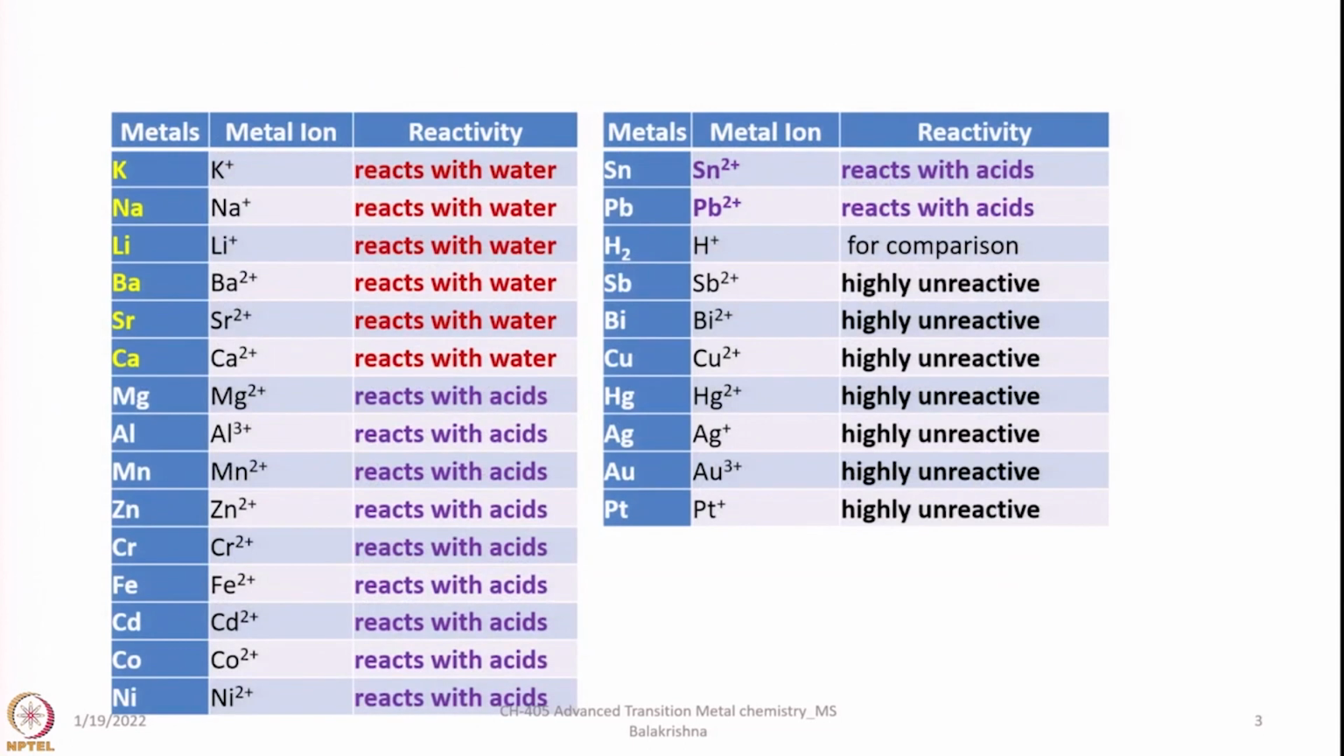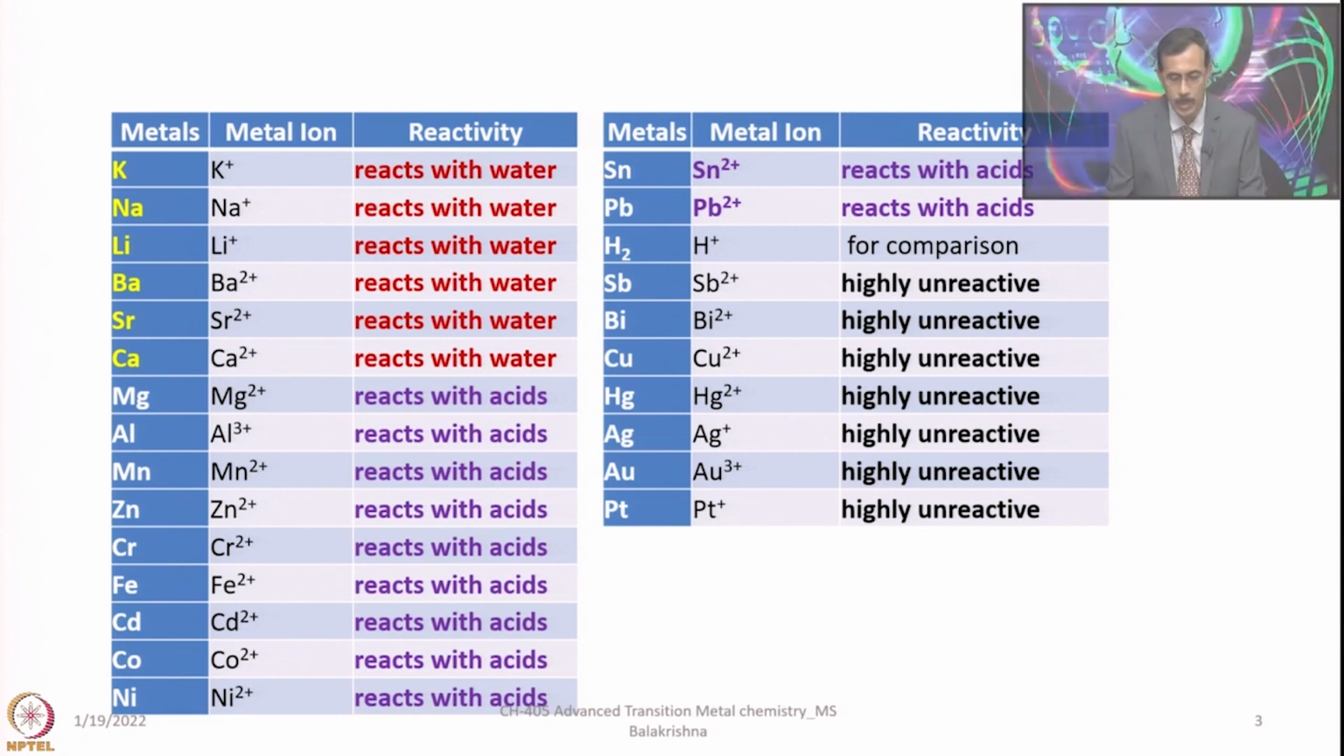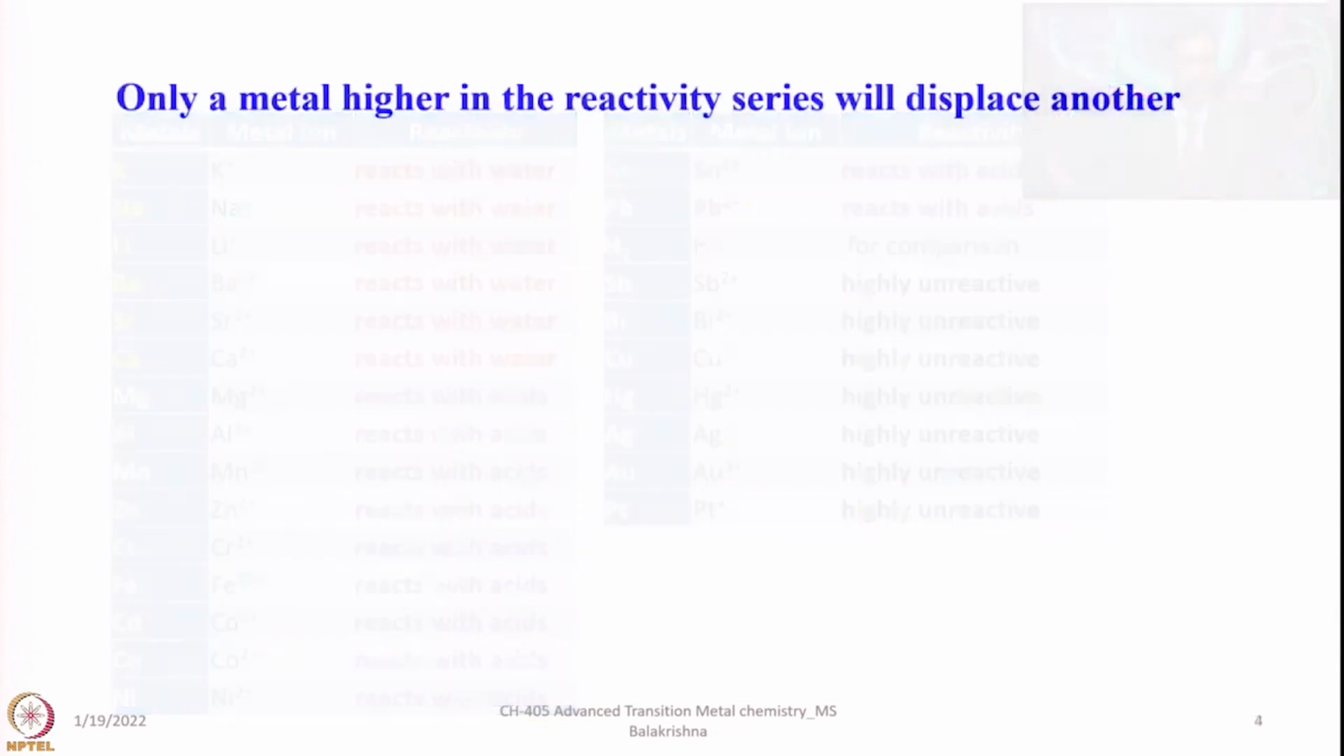here I have given the reactivity series. The reactivity series is a series of metals in order of reactivity from highest to lowest. It is used to determine the products of single displacement reactions. Let us say a metal A will replace another metal B in a solution if A is higher in the series. So, only a metal higher in the reactivity series will displace another.